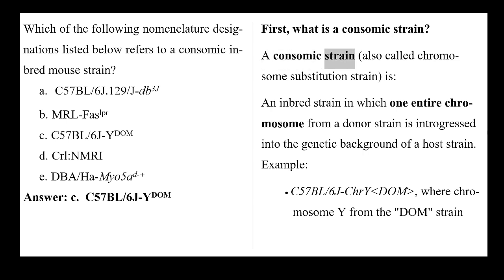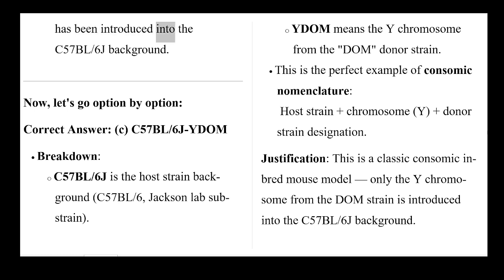First, what is a consomic strain? A consomic strain, also called a chromosome substitution strain, is an inbred strain in which one entire chromosome from a donor strain is introgressed into the genetic background of a host strain. Example: C57BL/6JCHRYDOM, where chromosome Y from the DOM strain has been introduced into the C57BL/6J background. Now, let's go option by option.